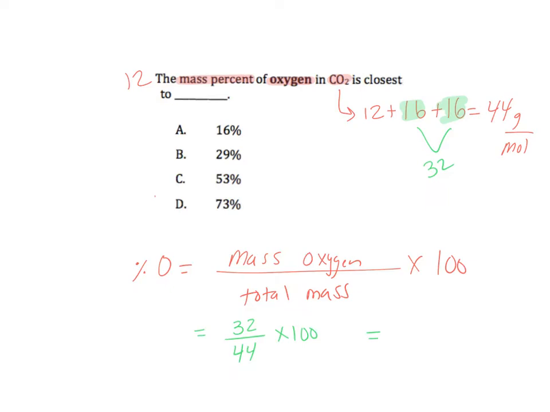Now the question says just to find the closest, no need to actually solve. So is 32 half of 44? What's half of 44? 22. So this is going to be more than half. So 16 doesn't make sense. 29 doesn't make sense. And 53 doesn't make sense because 32 is more than half. So we will choose D. Without solving, we can just see that the answer is D.